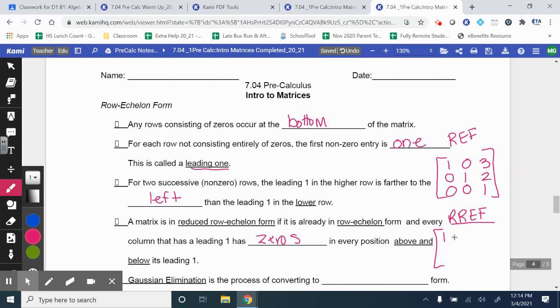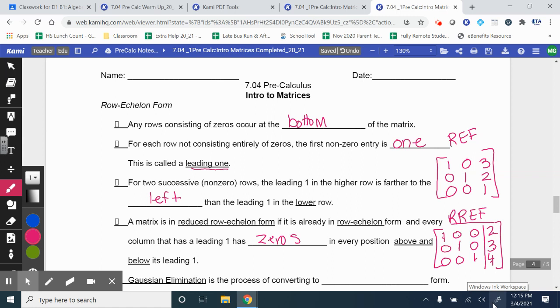you would have 1, 0, 0, 2, 0, 1, 0, 3, and 0, 0, 1, 4. So every lead one that you have must have zeros above and below it. The only other numbers besides 0 and 1 should be over here on the other side of the equal sign. So what this is actually telling you is 1x plus 0y plus 0z equals 2, which means x equals 2. Here, y equals 3, and here z equals 4.